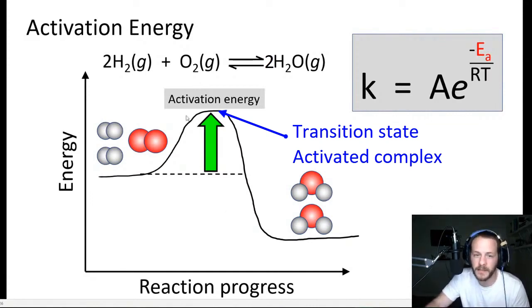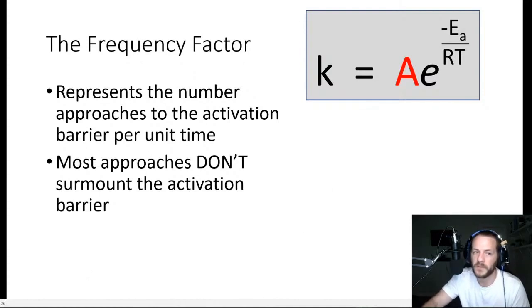Okay, so that's the activation energy: the energy that must be supplied in order to overcome the hump to get the reaction to go, even though this particular one is exothermic. Now we're going to talk about the frequency factor. Remember, the frequency factor is the capital A in this equation, and it represents the number of approaches to the activation barrier per unit time.